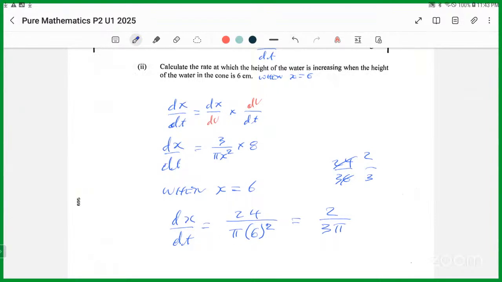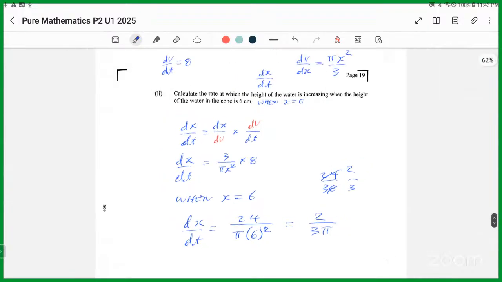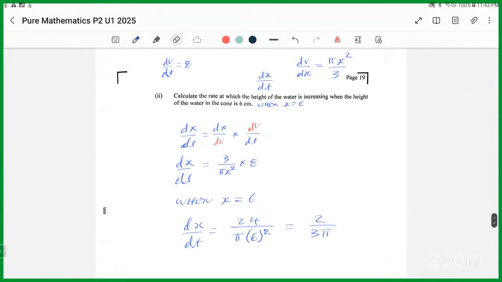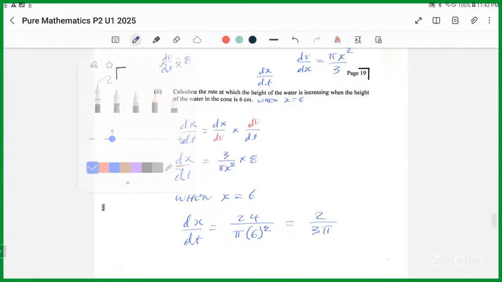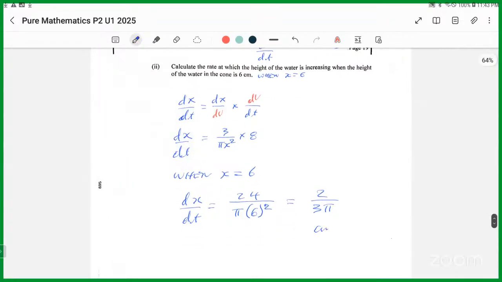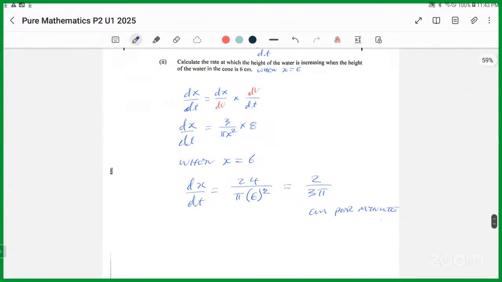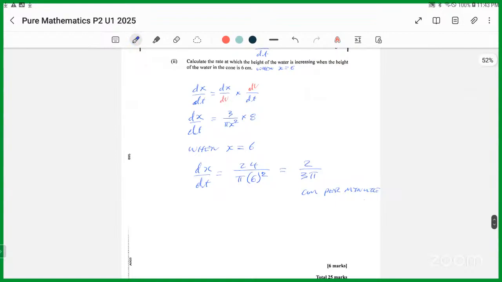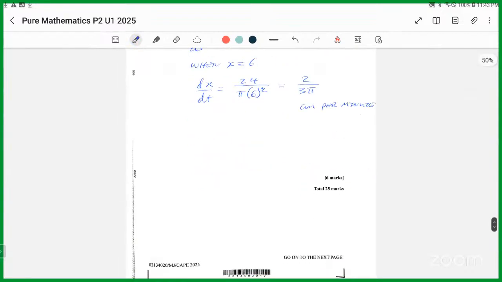And that's going to be centimeters per minute. But remember, the time is in minutes and the radius is in centimeters. So that is centimeters per minute. Let's write it down. Centimeters per minute. Yep, that's the answer, centimeters per minute, 2 over 3 pi. That is it. Leaving it at that.